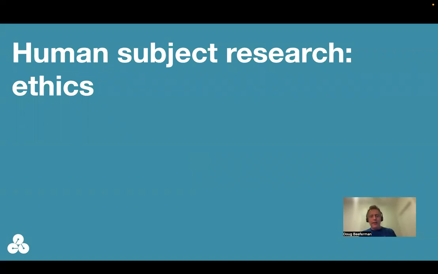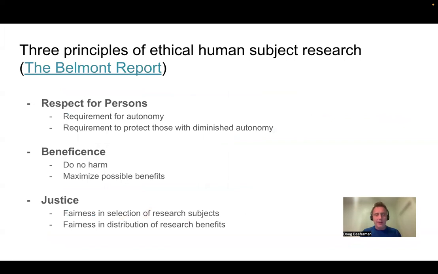Okay, so next section, I want to talk very briefly, far too briefly, about ethics, because for the project portion of this course, you will definitely need to consider ethics, and you may also need to file with your institution's IRB in order to get approval for the project, and I'll explain what that means.